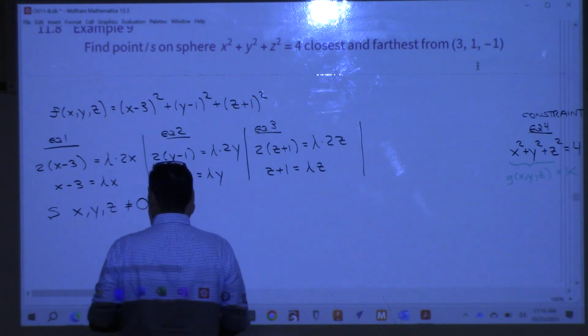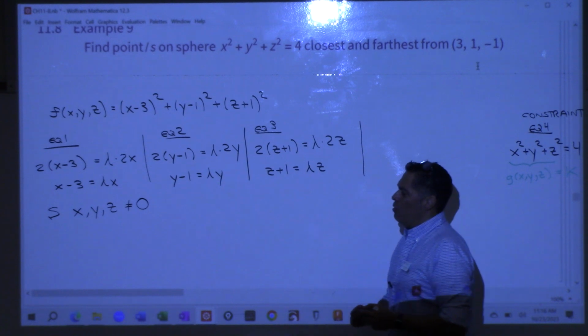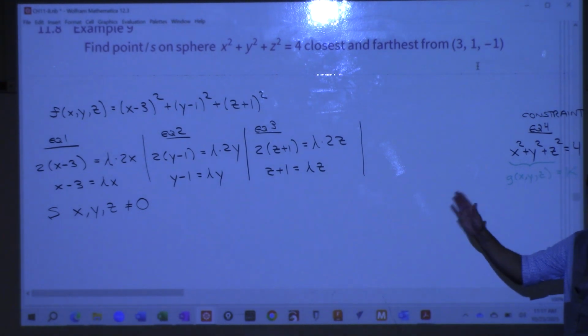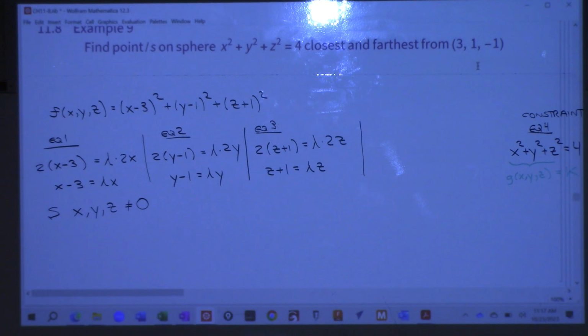Now, when I write that, I hope we can all agree what I mean by that. I'm saying x is not 0, y is not 0, z is not 0. That's just a very short way of writing it. I could have written 3 different things. All right, so suppose they're all not 0.